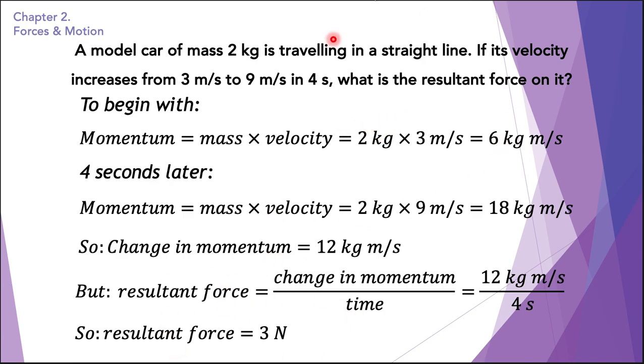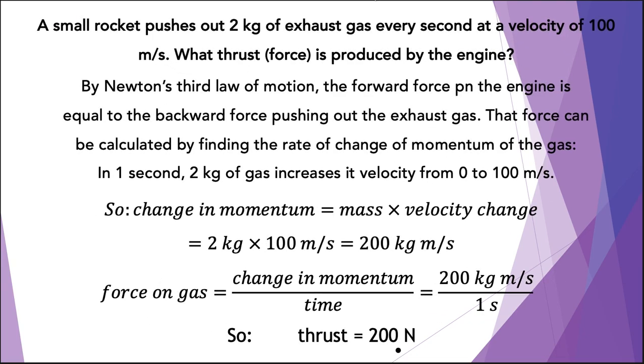Let's do another one. So the question is, a small rocket pushes out 2 kg of exhaust gas every second at a velocity of 100 meters per second. What thrust force is produced by the engine? By thrust force, we mean the upward force on the rocket. By Newton's third law of motion, the forward force on the engine is equal to the backward force pushing out the exhaust gas. That force can be calculated by finding the rate of change of momentum of the gas.